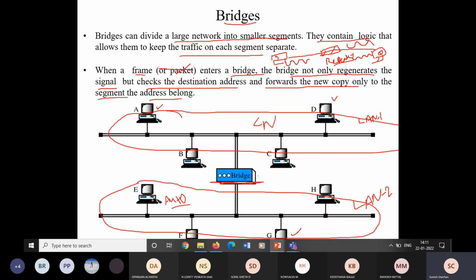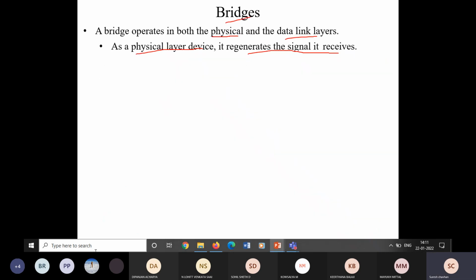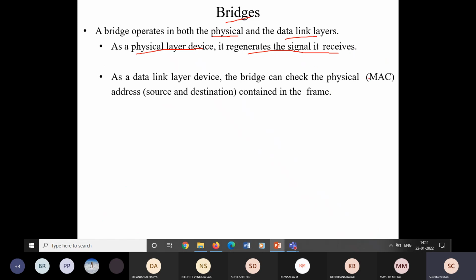Here I had mentioned that it will send the packet or frame to a particular destination. So how does it do that? Using the destination address, right? That is the MAC address. So at the data link layer, the bridge will check the MAC address of the source and the destination which is available in the frame. Depending upon this address only, the bridge will forward the packet to a particular node or device.